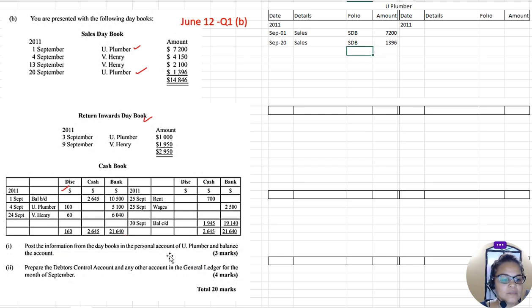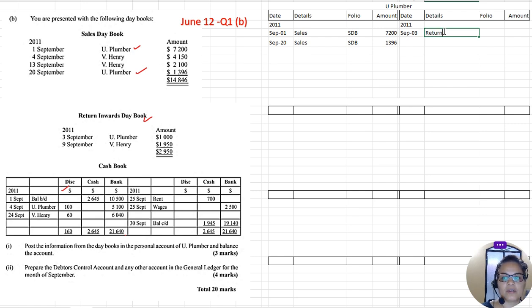in your sales return book, you now have U Plumber, which means U Plumber returned goods to you, or your return inwards book, because it is now stated in your CSEC exam prep exam as sales return book. So you can call it your sales return book. On the 3rd of September, or September the 3rd, if you return goods, that means you have to make a credit entry.